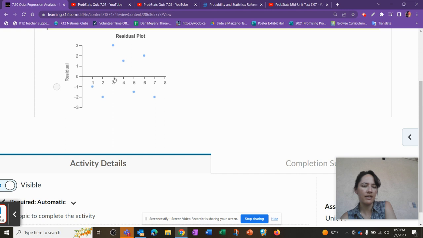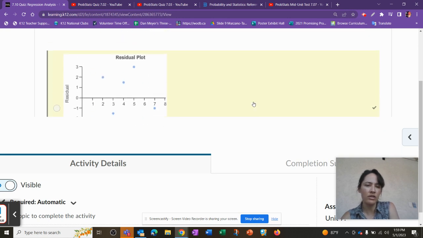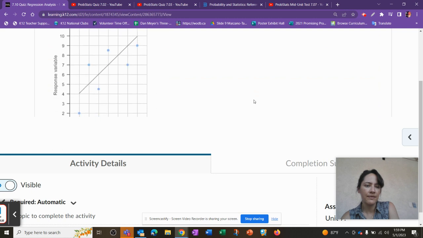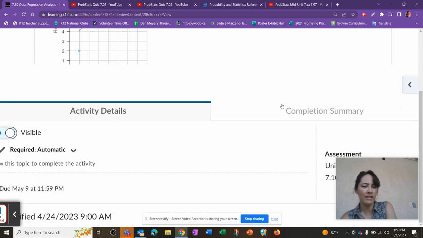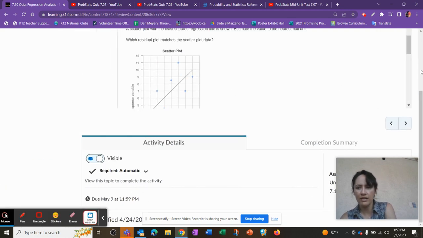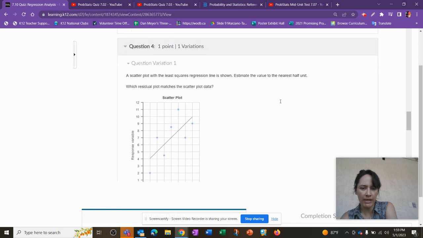This one, let's take a look at 3. It's saying that at 3, we have a +3 residual. So let's go see. At 3, it's below the line. That's a quick way. So we know it's negative. So we know it's not that graph. Hold on. This is frustrating. Let me spin back up so we can see more.